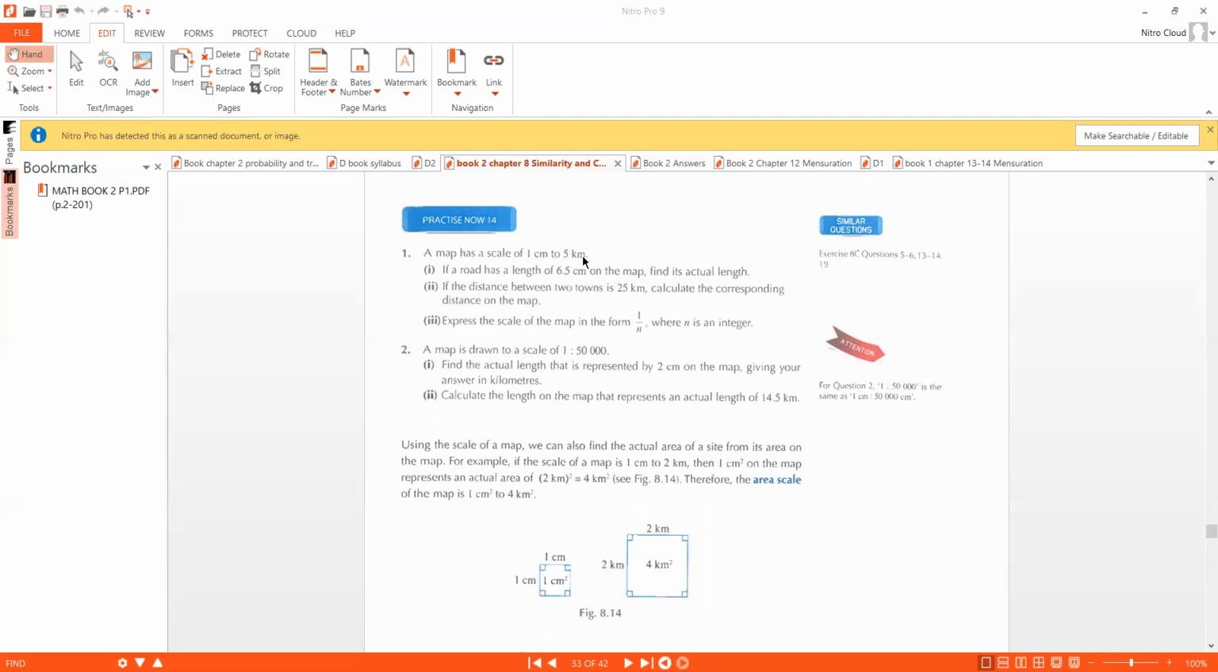Why are you multiplying 500,000 with 6.5? Well, because 1 kilometer equals 100,000 centimeters. But we are not supposed to go for it, because it is asking for the actual length. According to the map, 1 centimeter shows 5 kilometers. So the actual length will be 5 kilometers multiplied by 6.5 centimeters. That will give you the actual length. You don't need to go for conversion in meters or centimeters.